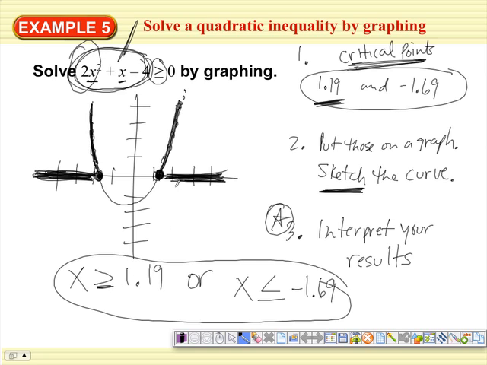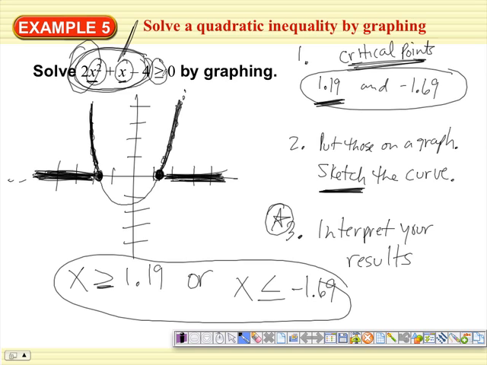If x is greater than 1.19, if I put an x value greater than 1.19 in here, what do you think would happen? It would satisfy this inequality. It would make it greater than 0. If I put something in less than negative 1.69, guess what? It would make this greater than 0. This takes a couple for some people.